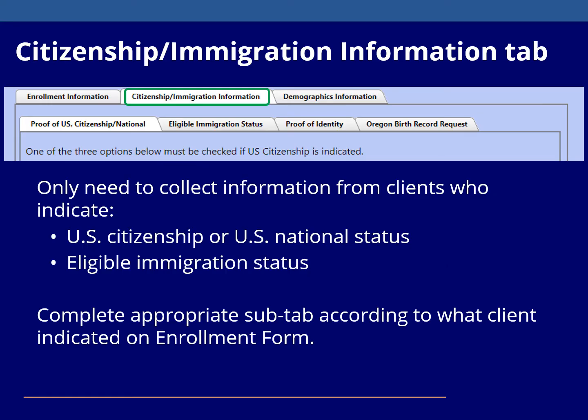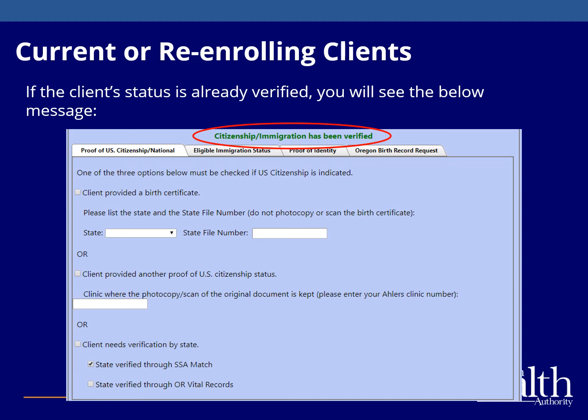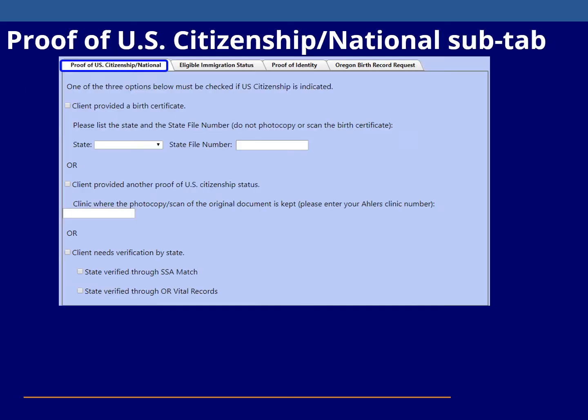Let's move on to the Citizenship or Immigration Information tab. This is only used for clients who indicate that they have U.S. citizenship or national status or eligible immigration status. Each status has its own sub-tab that you need to complete depending on what the client indicated on their enrollment form. Note that if a client's citizenship or immigration status has already been verified, you'll see this message. But let's go back to assuming you are adding a client and start with the Proof of U.S. Citizenship or National Status sub-tab.